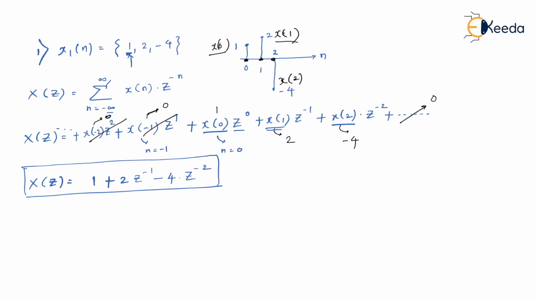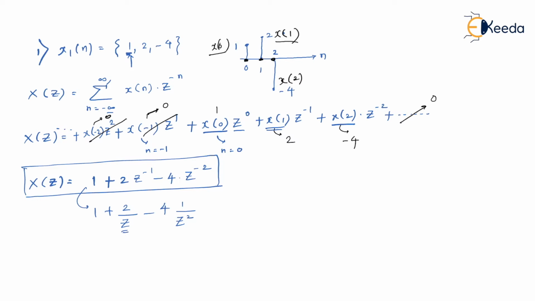Now let's talk about ROC. I can rewrite this X of z as 1 plus 2 into z inverse, which means 2 by z, minus 4, and z to the power minus 2 can be written as 1 upon z square. I hope you understand this. We basically choose the mod of z value in such a way that X of z has to be finite.